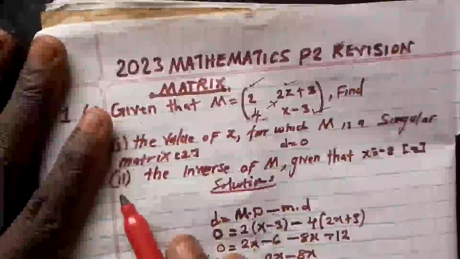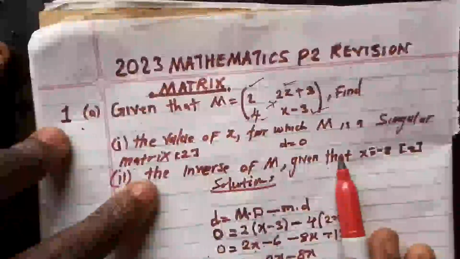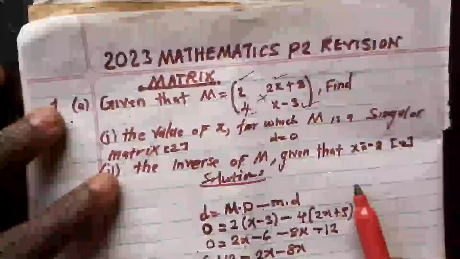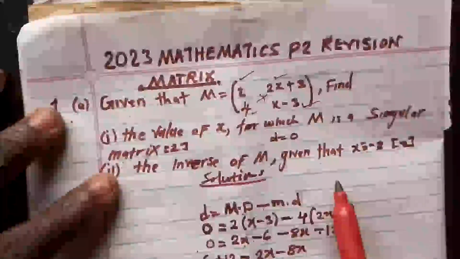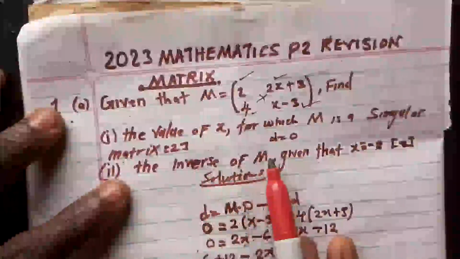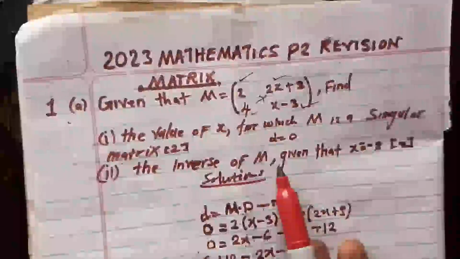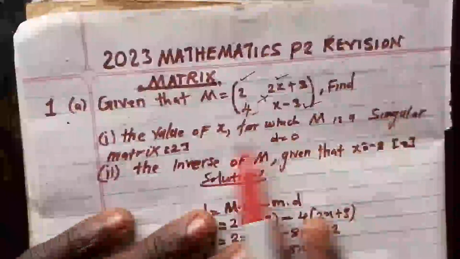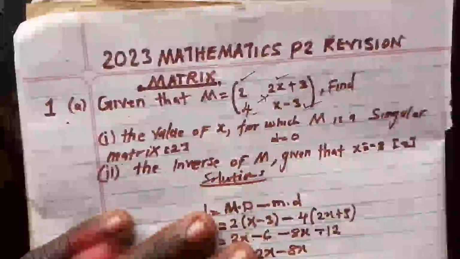Okay, so the last one, which is Roman numeral number 2, is saying we need to find the inverse of m, given that x is equal to negative 2. Now, in this part here, because they have given us the value of x, we can easily find the inverse. Now, if the question was just saying find the inverse of m without giving us the value of x, we can say undefined. I hope you have gotten my point here. So I'm saying the singular matrix has no inverse.